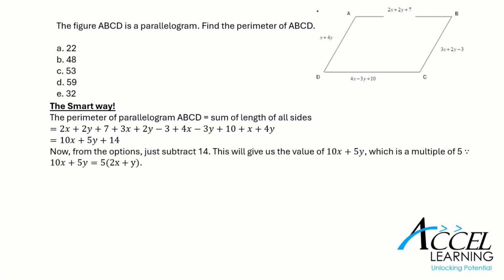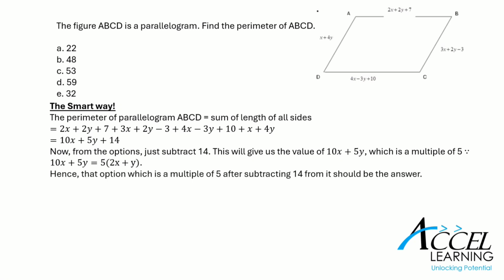This will give us the value of 10x plus 5y, which is a multiple of 5, because 10x plus 5y equals 5 times 2x plus y. Hence, that option, which is a multiple of 5 after subtracting 14 from it, should be the answer.